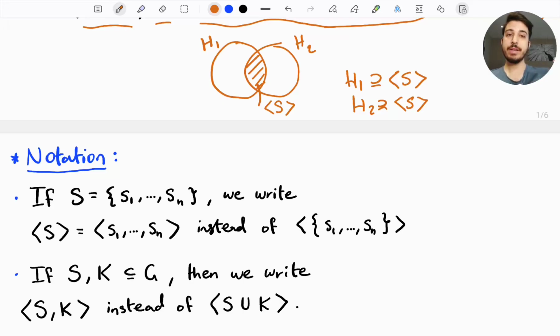Secondly, if we have two subsets S and K in G, then instead of writing the subgroup generated by S union K, we can say the subgroup generated by S comma K. And that's it. So this here, using the definition that we've seen, would mean that it is the intersection of all the subgroups that contain the union of S and K.